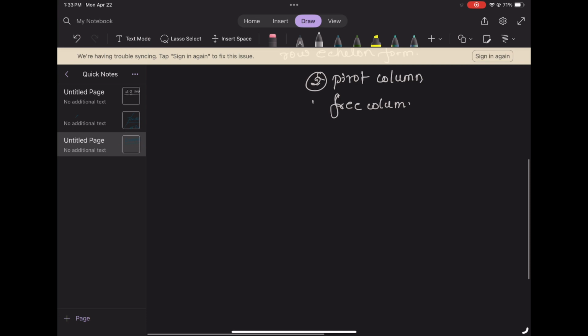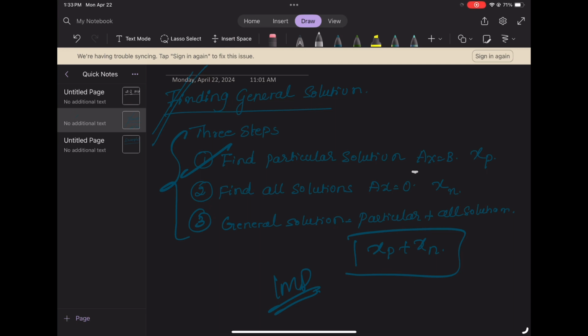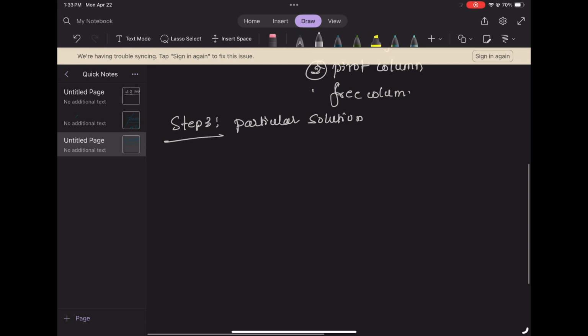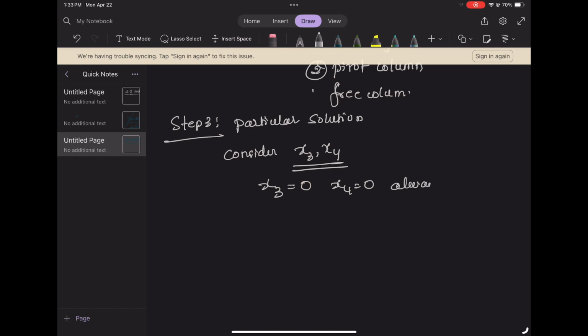Now let us see step 3, that is the particular solution. You have seen the formula, that is Ax = b, which we are considering as xp. Whatever manipulation you do is with x3 and x4, which are our free columns. Always remember, we are not going to touch the pivot columns, only the free columns. And for the particular solution, always remember x3 and x4 are equal to 0.